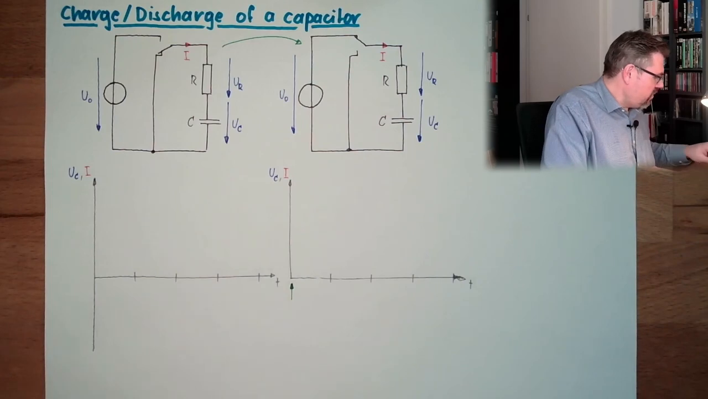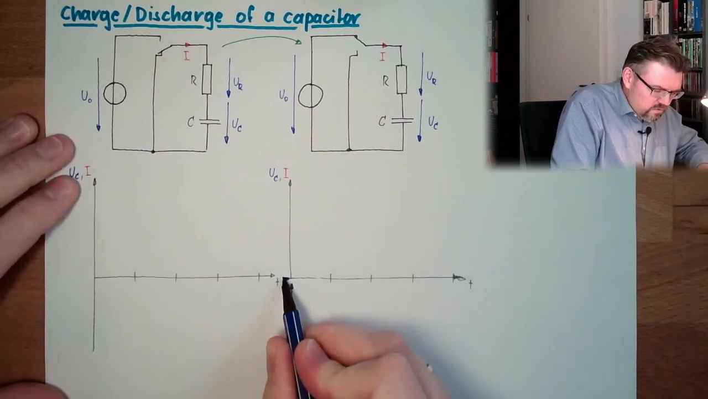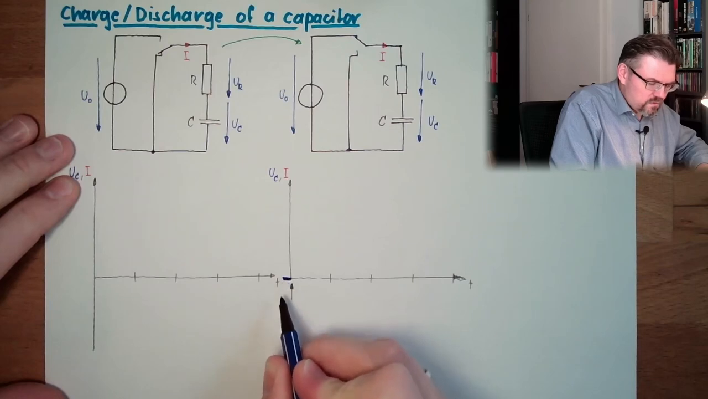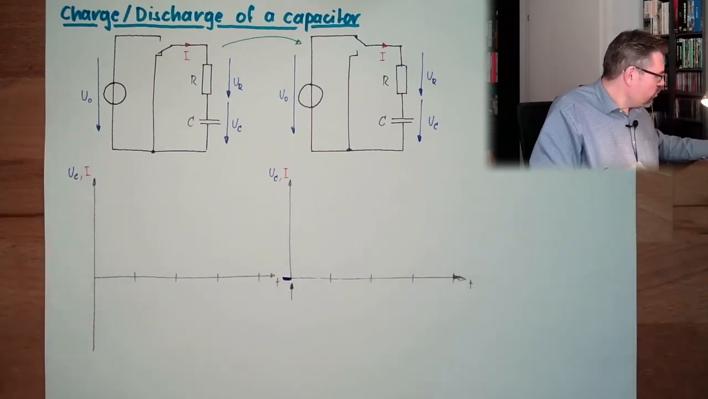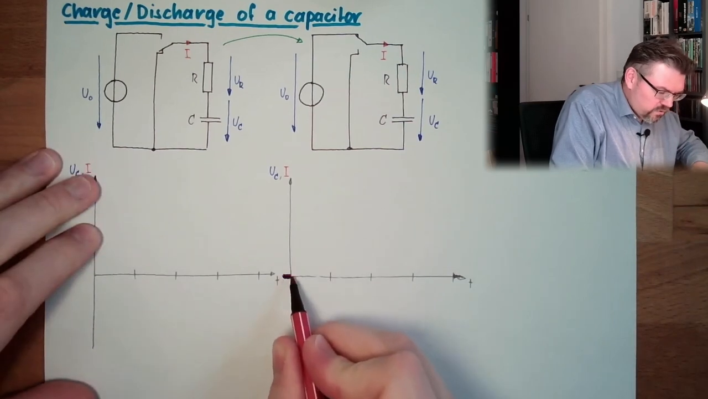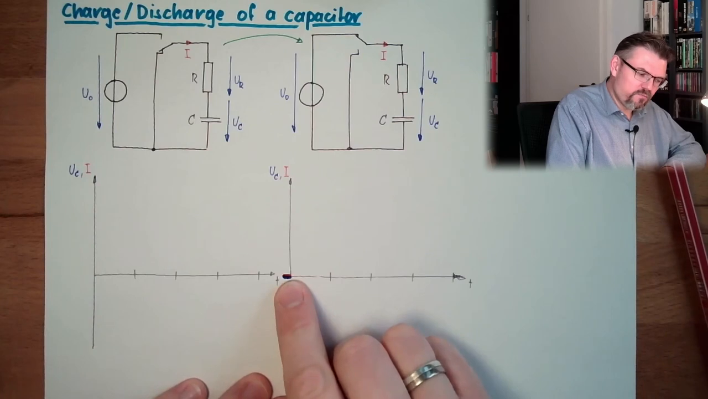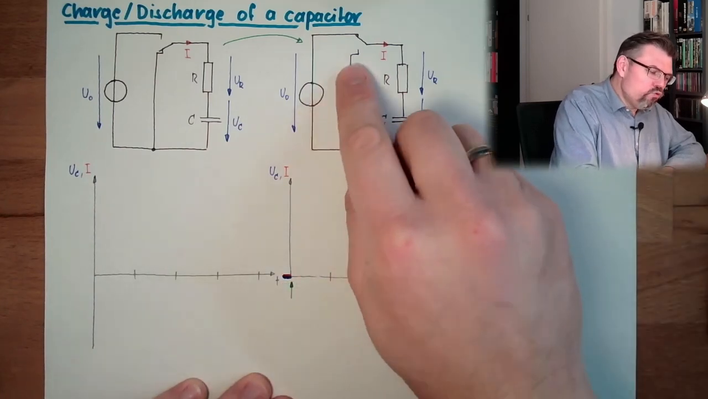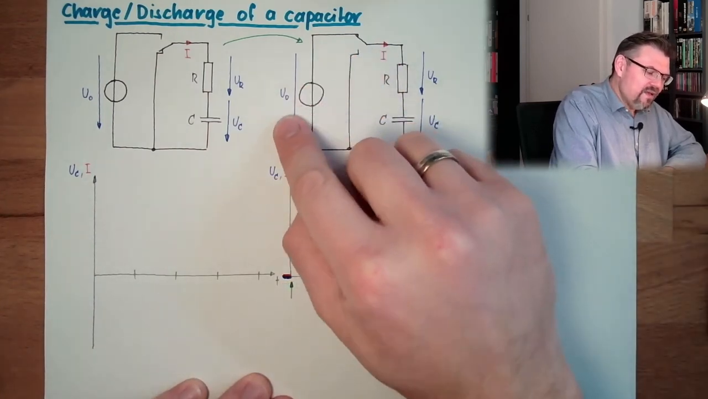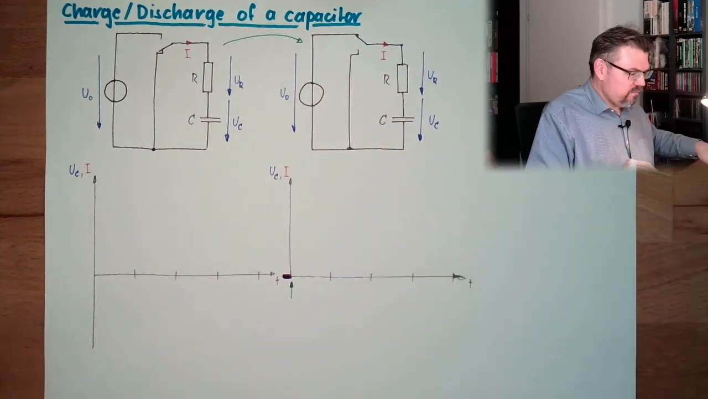Before, UC was zero, and also I was zero, because there was no current running. Both were zero. This is the situation. And now we suddenly have this U0 switched to this combination. Now let's think about what is happening.